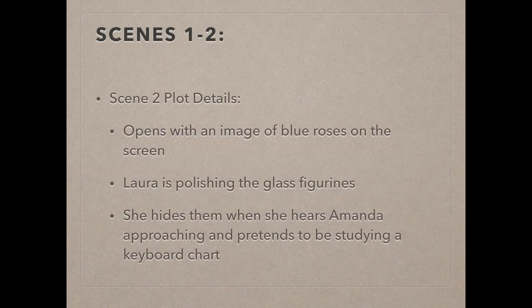Okay. All right, going through the last couple of slides here will be the plot details for scene two. This is the screen device we talked about in the introduction on the production style, what Tennessee Williams likes to do on stage. He projects the picture of Blue Roses up on the screen, opens up the scene with Laura kind of polishing the glass figures. In a minute, she hears her mother coming back in. I believe it's from the grocery store at that point. And she starts putting the glass figures away, almost like she's embarrassed by them.